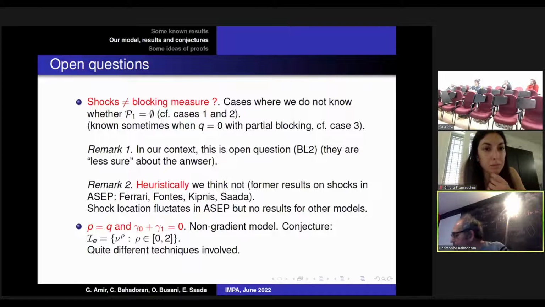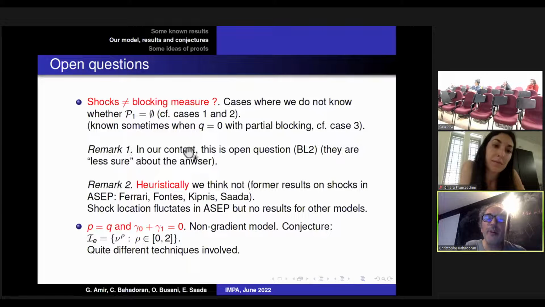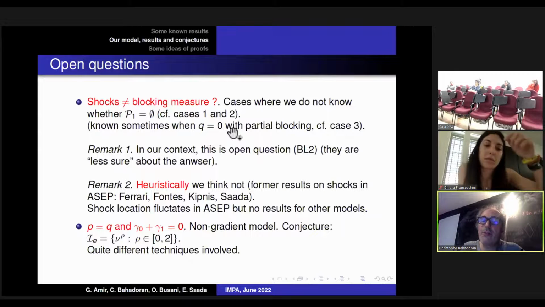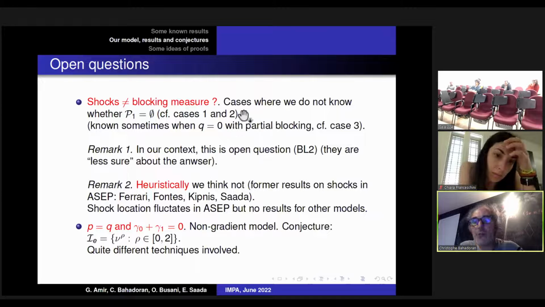And so maybe to conclude in the remaining time, if I don't want to be too long, what are the main questions which are left open? First, we are a bit embarrassed with the set P1, because the set P1 is something that would carry shocks of amplitude 1. So these are not profile or blocking measures. And we exhibited such things when Q equals 0, but we do not know if these things exist when Q is different from 0. What we know is that if they exist, there is at most 1.